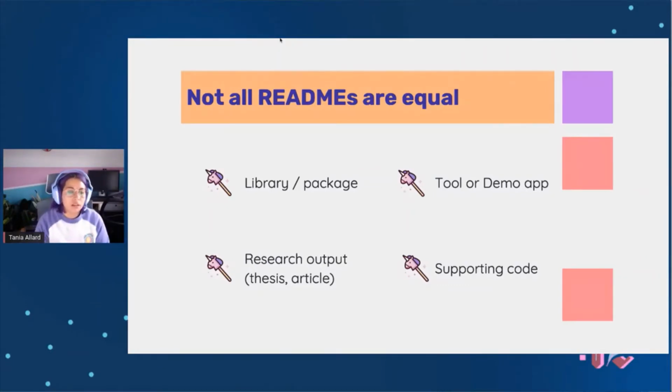So based on the characteristics of the project that you are hosting on GitHub, your README is also going to change in characteristics.